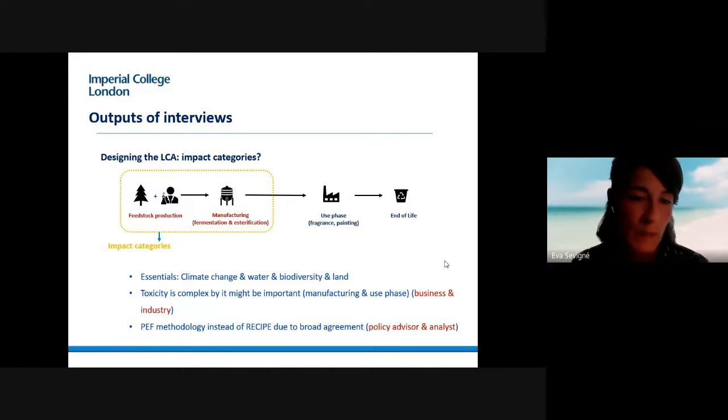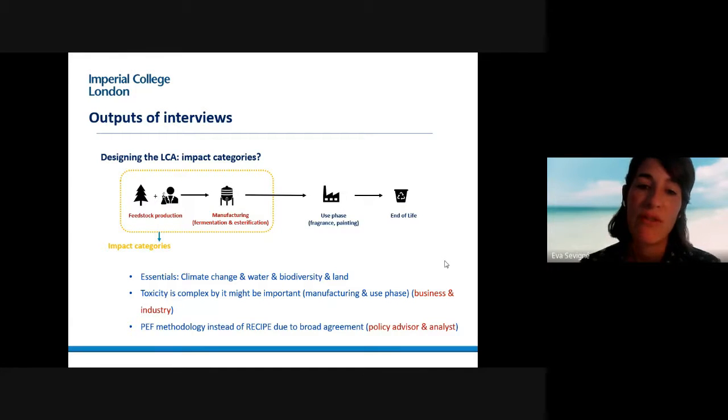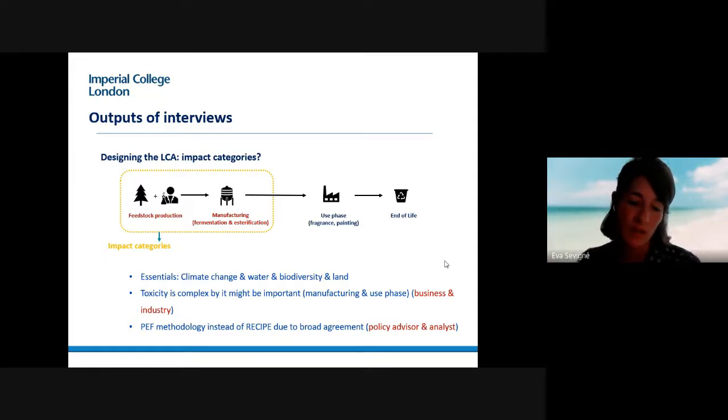So the toxicity analysis should be considered in the use phase or the end of life of the process. And one thing that we were told by different policy advisors and analysts is that instead of using ReCiPe as the methodology for calculating the environmental impacts, we needed to use the Product Environmental Footprint because it has broader agreement and more scientific agreement at a European level. And because we are evaluating products produced in Europe, this was going to be more representative.